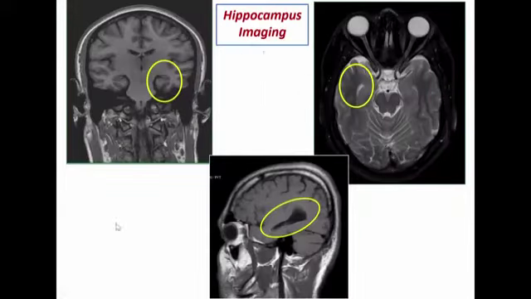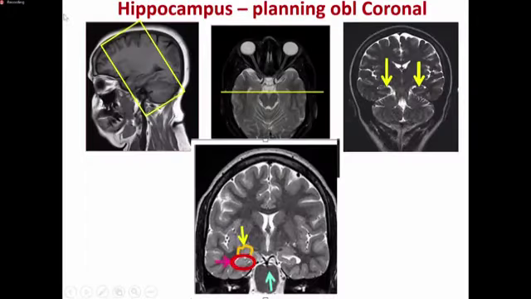And oblique planning will only be required in hippocampal imaging. Suppose you're doing an epileptic patient or a seizure protocol, you will have to focus on the hippocampus. So this is the hippocampus on all three different planes, and you need to plan sections. Okay, so this is what it is.